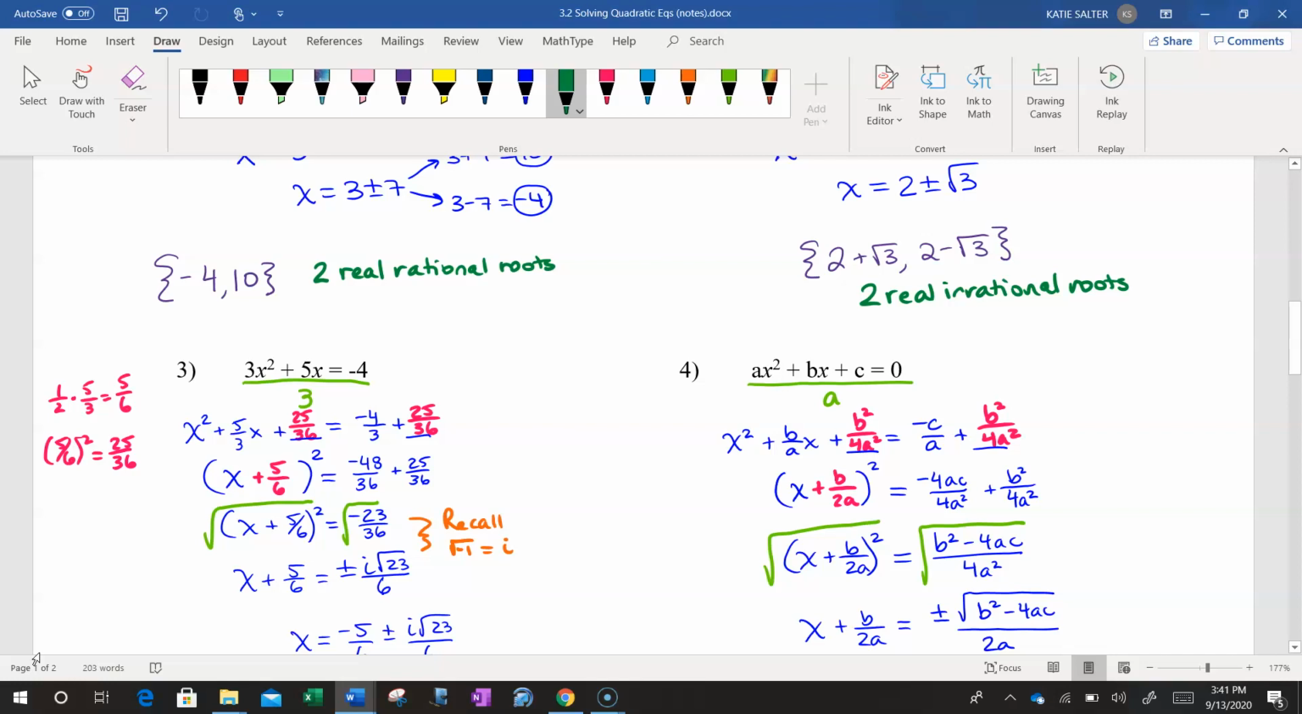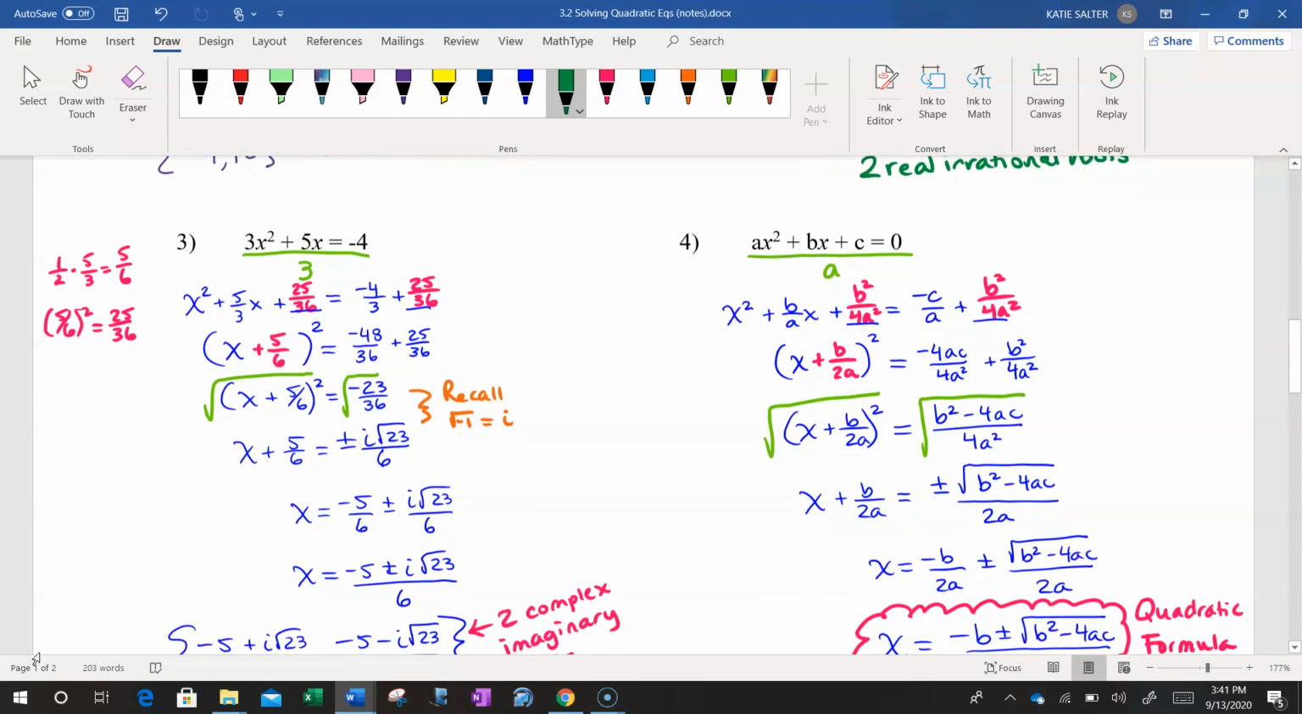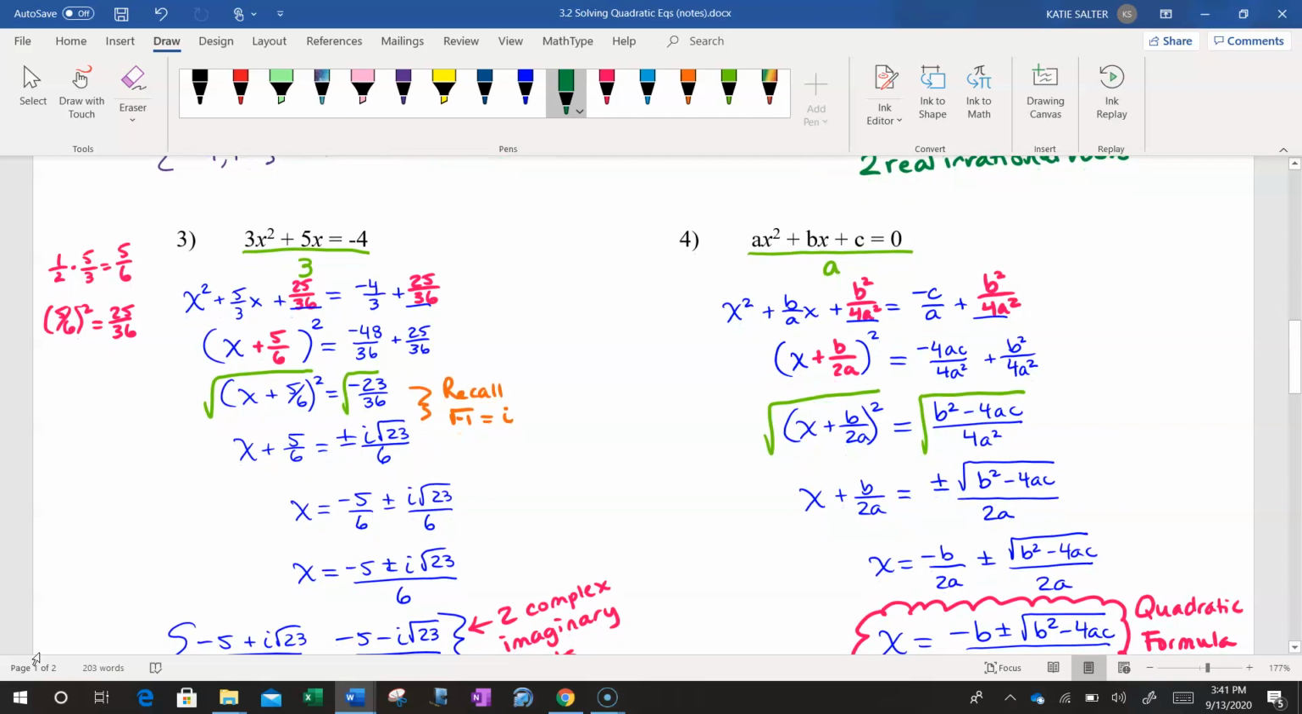Okay, so I went ahead and did the next two for time's sake. This is why we don't really all love completing the square unless we just love the algebra, because it gets a little bit messy. Number 3 doesn't have a leading coefficient of 1. So the first step is we had to divide that whole thing by 3. And then it creates all these fractions. So it's the same steps over and over again.